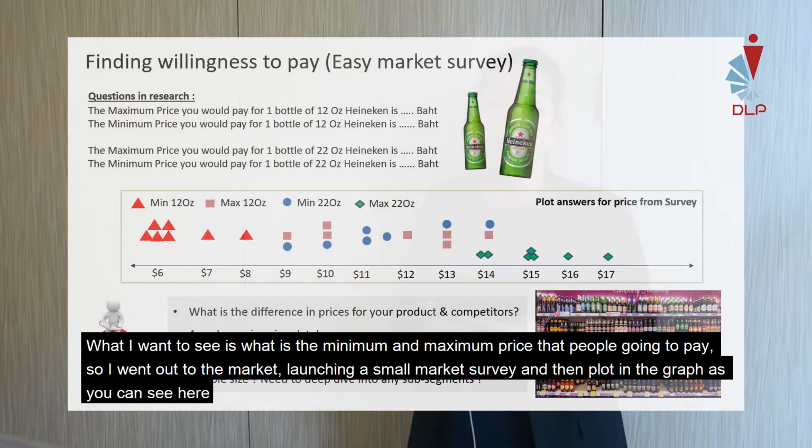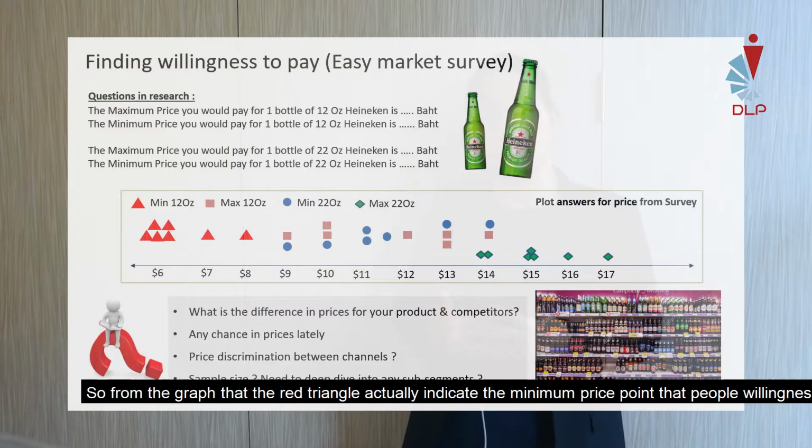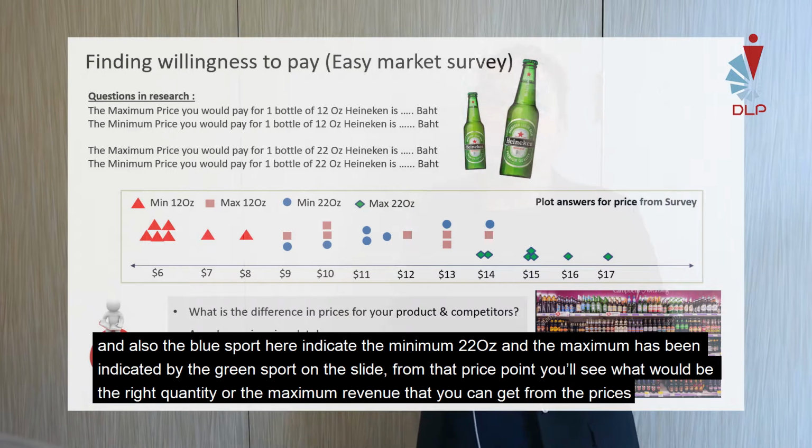What I want to see is the minimum price and the maximum price that people are going to pay. So I went out to the market, launched a small market survey, and then plotted the graph as you can see below. From that graph, the red triangle indicates the minimum price point that people are willing to pay for 12 ounce, while the maximum price point is indicated by the pink square. The blue spot indicates the minimum for 22 ounce and the maximum is indicated by the green spots on the slide. From these price points, you will see the right quantity or the maximum revenue that you can get from the price.